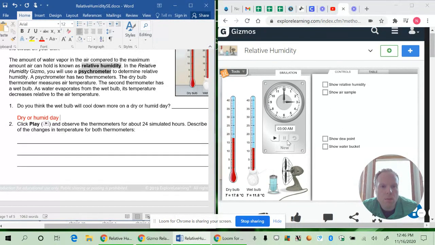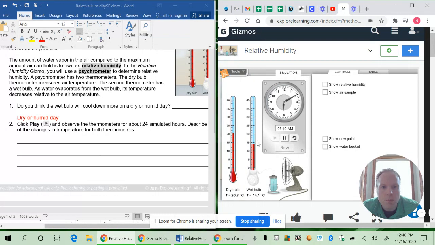So to set our gizmo up, you'll log into your gizmo and you'll click on the one that's called relative humidity. And we're going to just watch these temperatures for the thermometer, the dry bulb thermometer and the wet bulb thermometer. And so the temperatures are shown right here. So let's just watch those. Let's see what happens. We'll go through 24 hours. So we'll go all the way back to 3 a.m. That was our starting time.